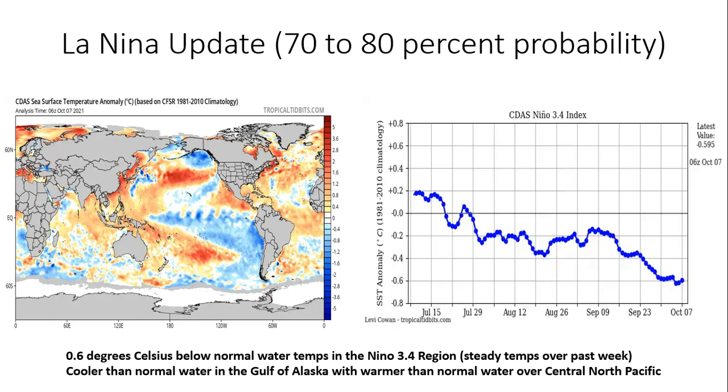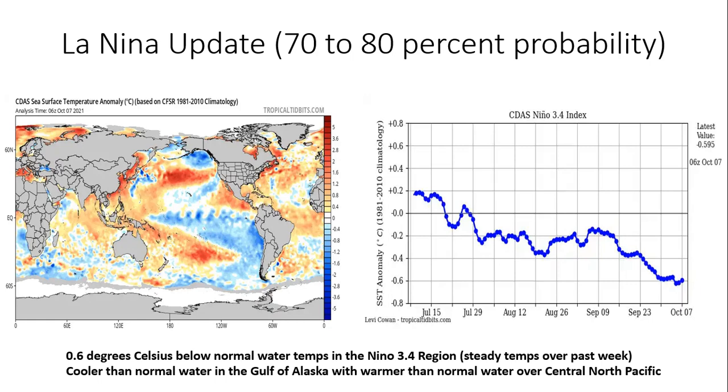So right now, there's a couple features I really want to point out on the anomaly map on the left. The first one is the blue coloring there in the equatorial eastern Pacific, west of South America, and on all the way into the central Pacific along the equatorial areas. That's associated with a developing La Nina.